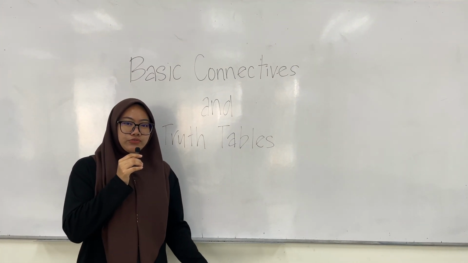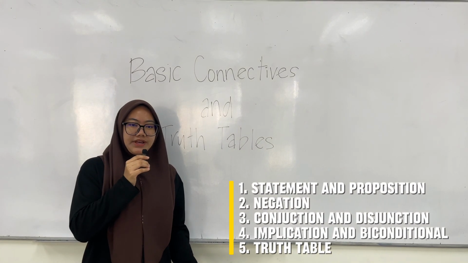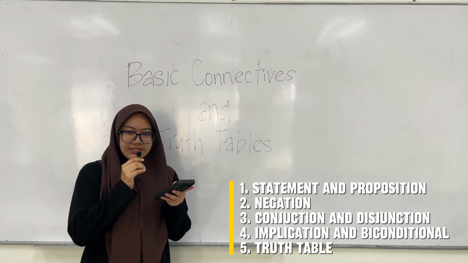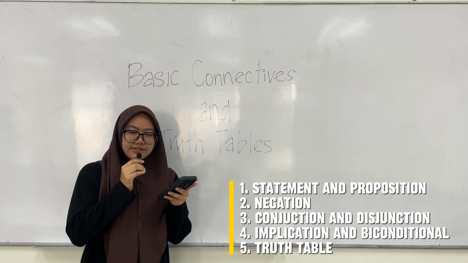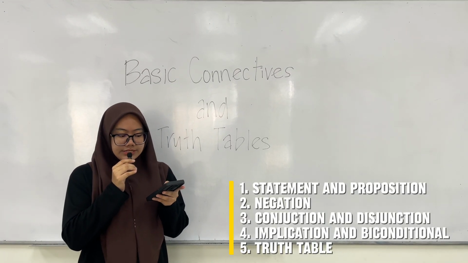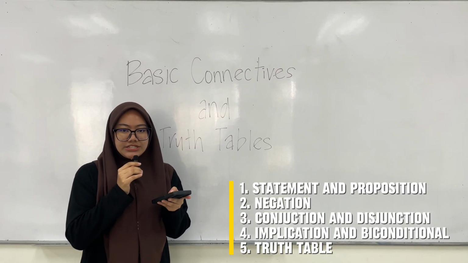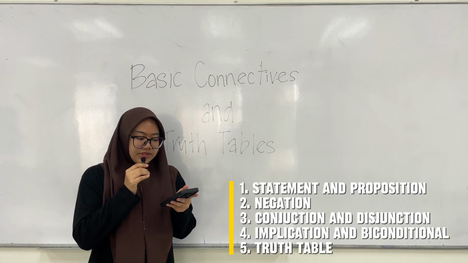We're going to go through 5 parts in this topic. The first part is statement and proposition. The second part is negation. The third part is conjunction and disjunction. And fourth, implication and biconditional. And the last one is truth table.